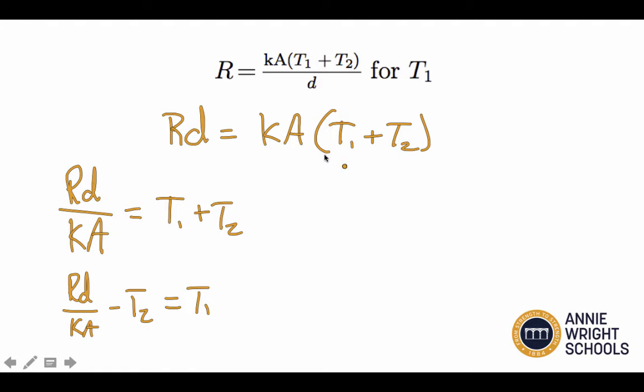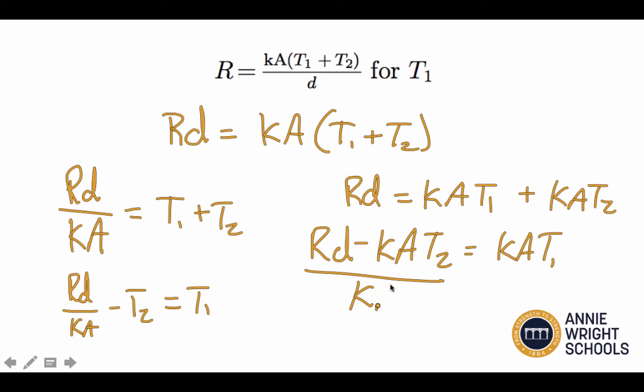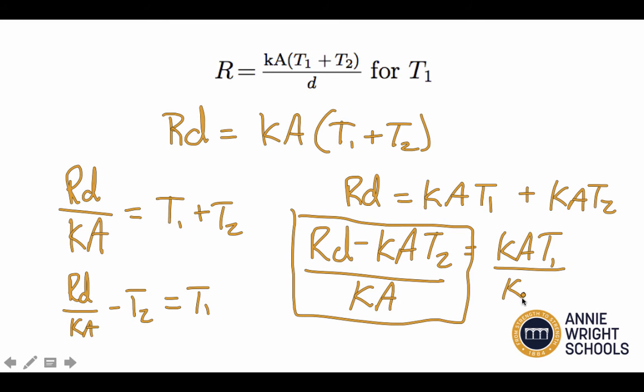Another way you could have done it is to distribute here, getting RD equals KA T1 plus KA T2, then subtract the T2: RD minus KA T2, and that equals KA T1. Then your last step would be to divide all of this by KA. If you got this as your final answer, you're correct. You would have divided this by KA, and those would cancel. This is T1, or this is T1. I don't care which one you do.